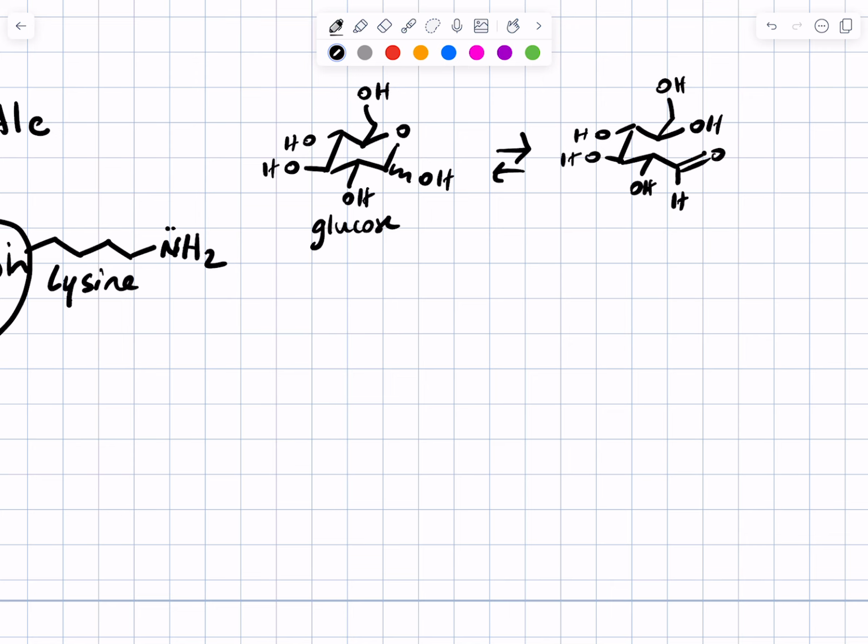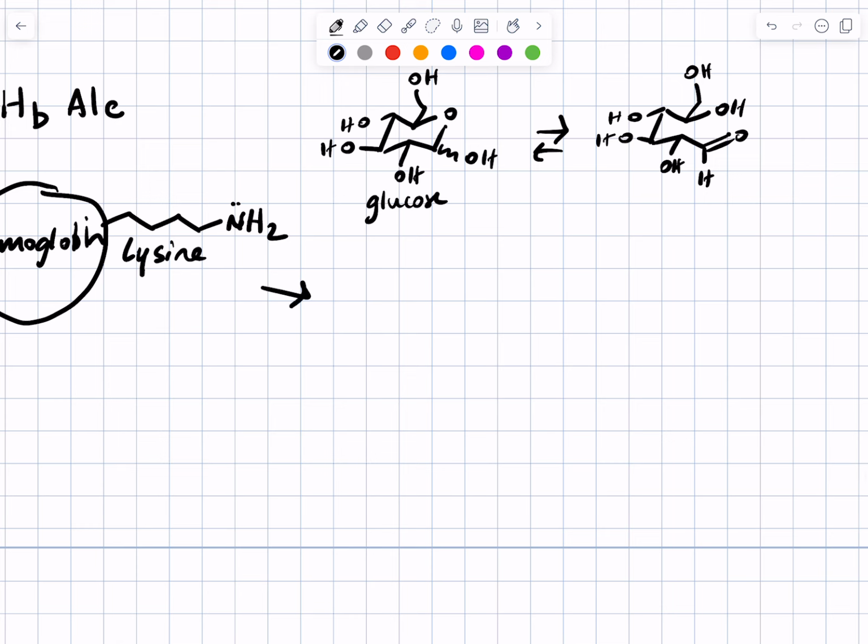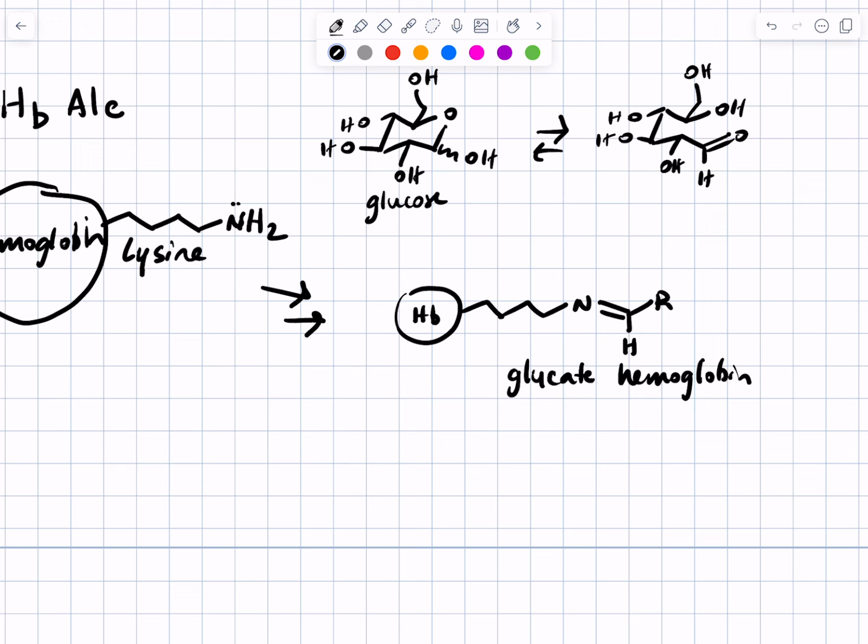But that aldehyde is reactive, and it can modify via imine formation some of the lysines of hemoglobin to generate this kind of intermediate where R is the rest of glucose. That's called glycated hemoglobin. And if you could sense how much hemoglobin you have that's glycated, that would provide a record of how much glucose has been in your blood. The more glucose in your blood, the more of it will be in its aldehyde form, the more glycated hemoglobin you're going to have.